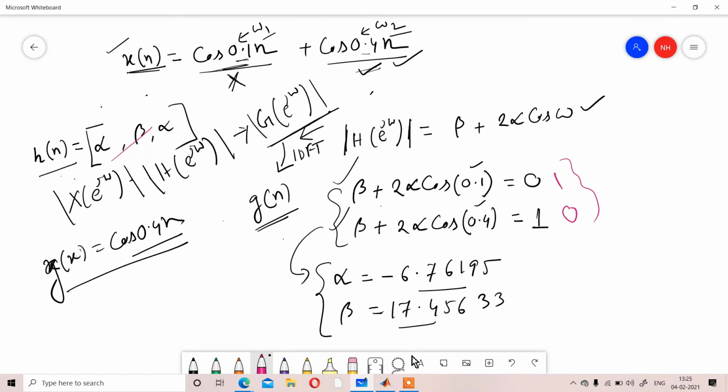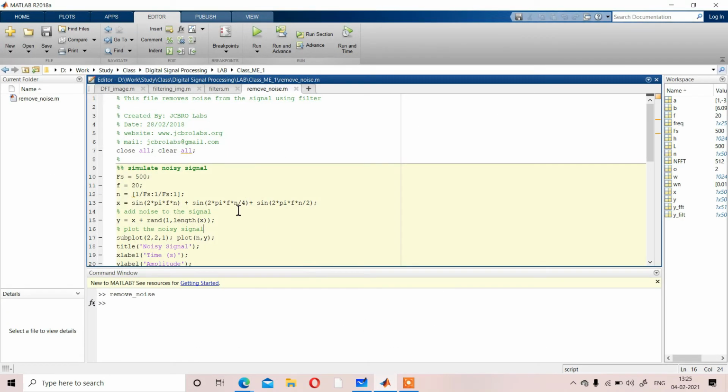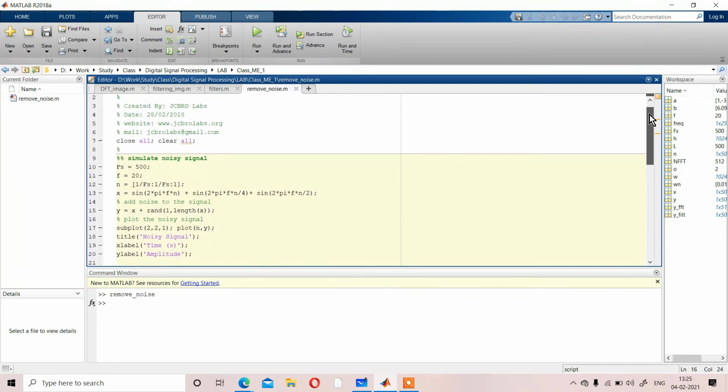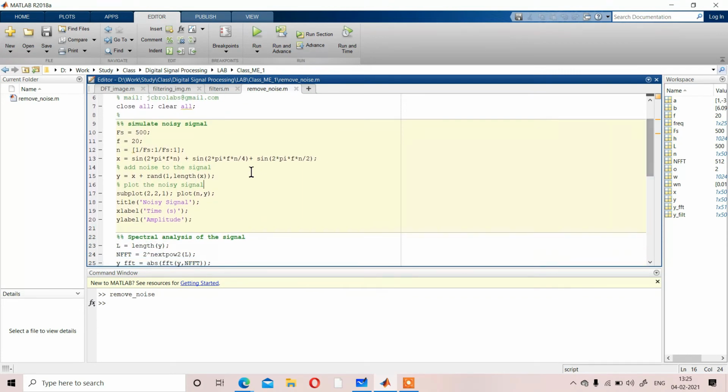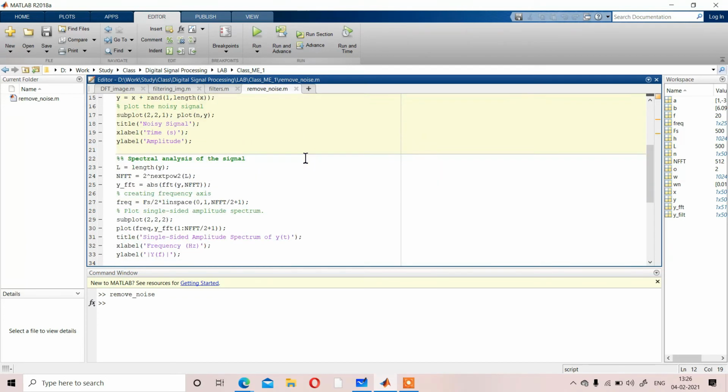Now I am showing you some practical operation. Can everyone see the MATLAB? Yes sir. What I am doing here is considering x as a combination of three sequences.